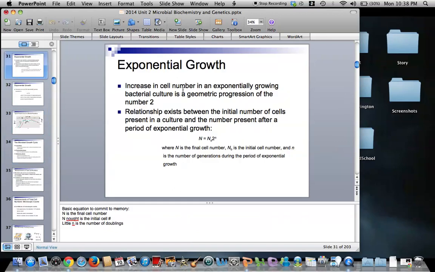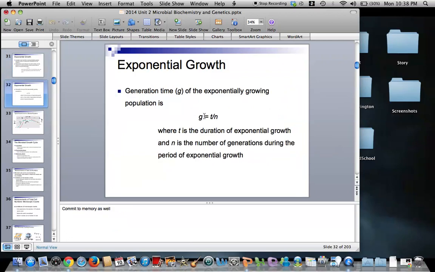Exponential growth, more of it. Geometric progression of the number 2, so that's how you get this equation. This N is your total number of bacteria at the end, not the concentration. Very important. This is the actual final cell number. N sub naught is the initial cell number. That's the total cell number, so if you have a concentration, you need to multiply by the volume to get this. And then 2, this is because it's geometric progression of 2. And then n actually stands for time over generation time. That'll make more sense on the next slide. So, generation time is time over the number of generations. I was a little bit off there because I haven't looked at this in a while.